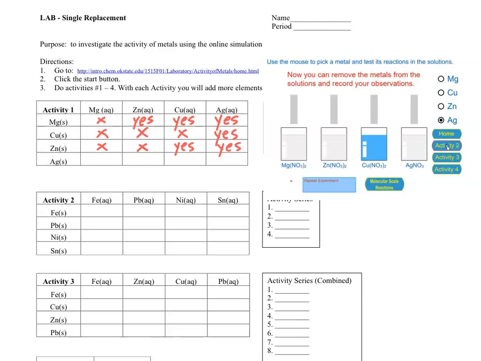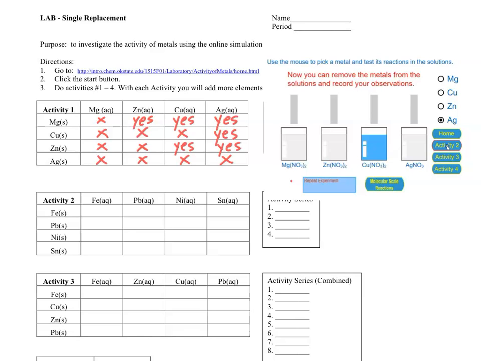So for data, in this case, we'll just put X's all the way across. Nothing happened in all 4 beakers. Alrighty. Now, the next thing we got to do is put these metals in order of decreasing activity, from the most reactive to the least reactive.